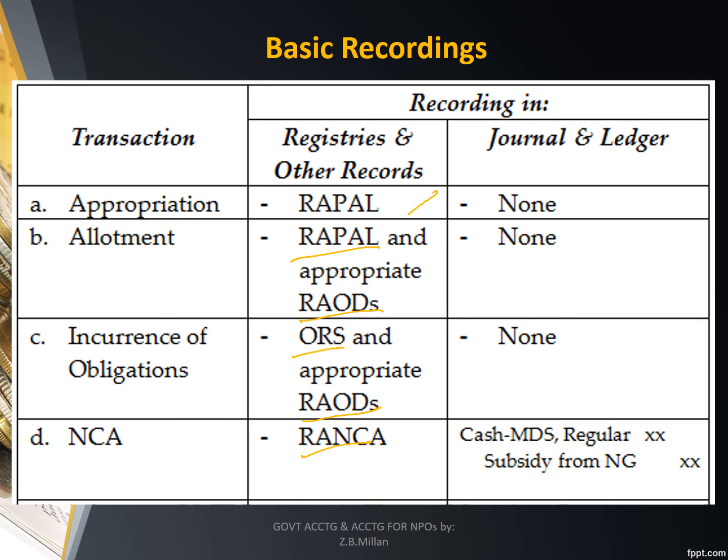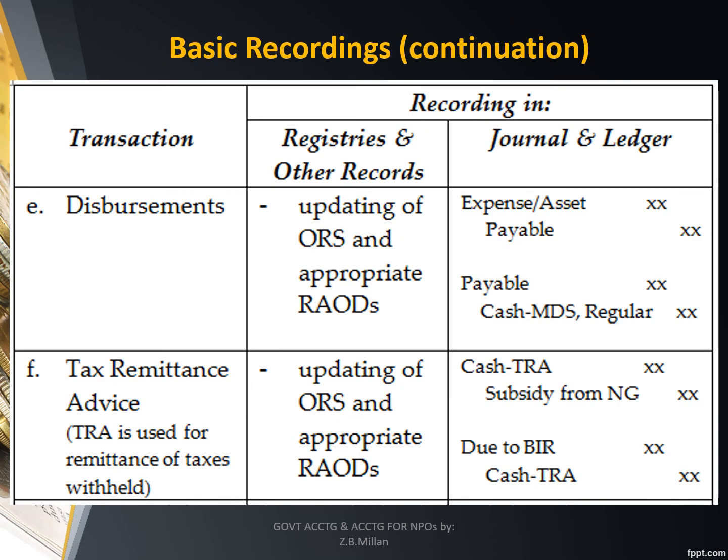So, the receipt of the cash or the receipt of the notice of cash allocation shall be recorded sa journal with the debit to cash and credit to subsidy from national government and subsequently be posted sa ating ledger. After receipt ng notice of cash allocation, pwede na tayo magbayad ng disbursement. So, update lang natin yung ating ORS, portion ng ORS for the payment and ang appropriate RAODs with corresponding entry sa journals and subsequent posting sa ledgers.